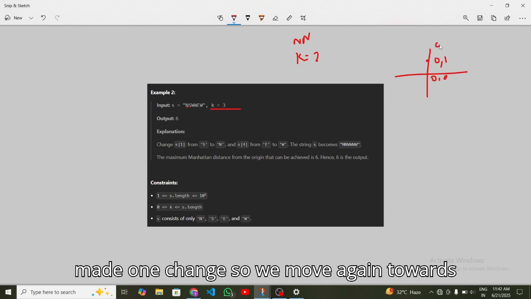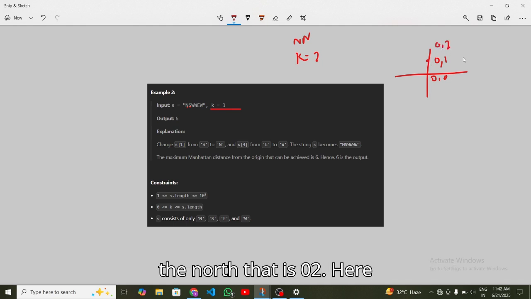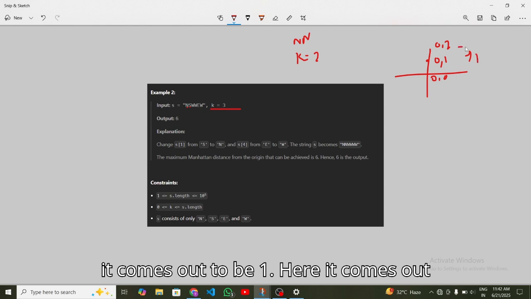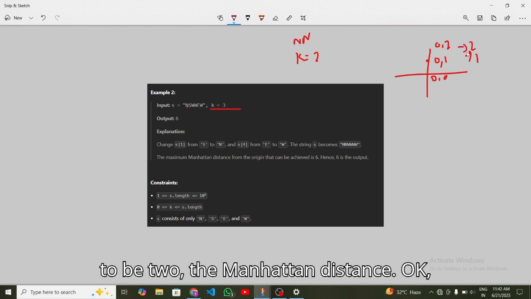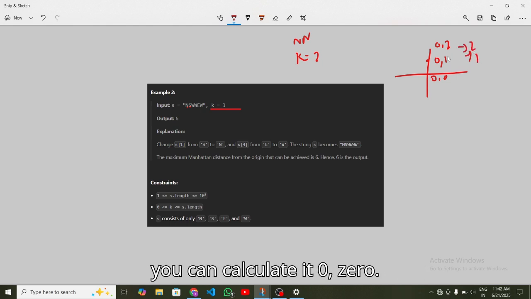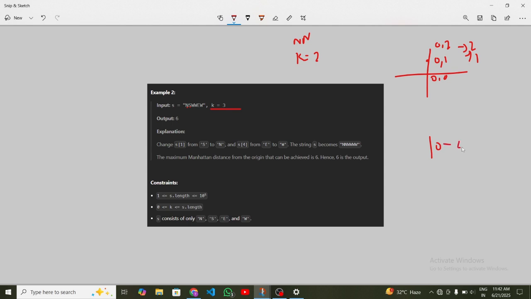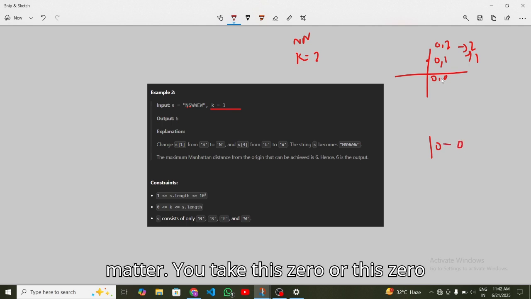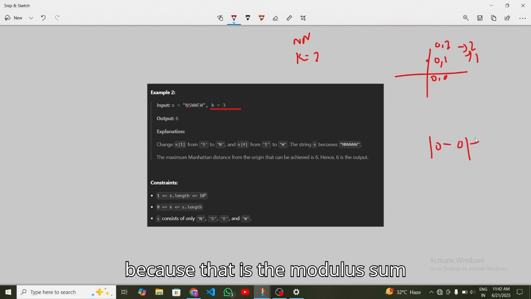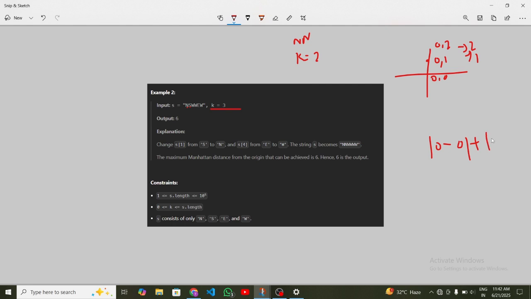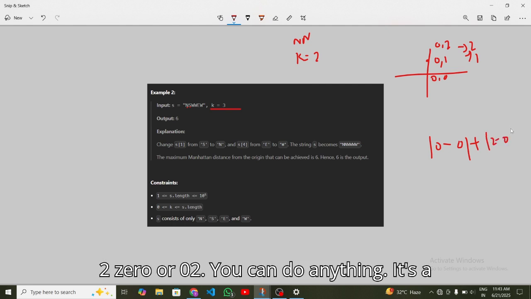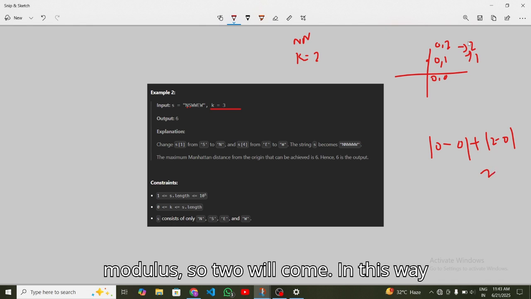So we move again towards the north, that is 0, comma 2. Here it comes out to be 1. Here it comes out to be 2, the Manhattan distance. Okay, you can calculate it. 0 minus 0 plus, see, don't get confused. 0 minus 0, doesn't matter whether you take this 0 or this 0, because that is the modulus sum. Plus 2 minus 0 or 0 minus 2, you can do anything, it's a modulus, so 2 will come. In this way, the 2 is coming.